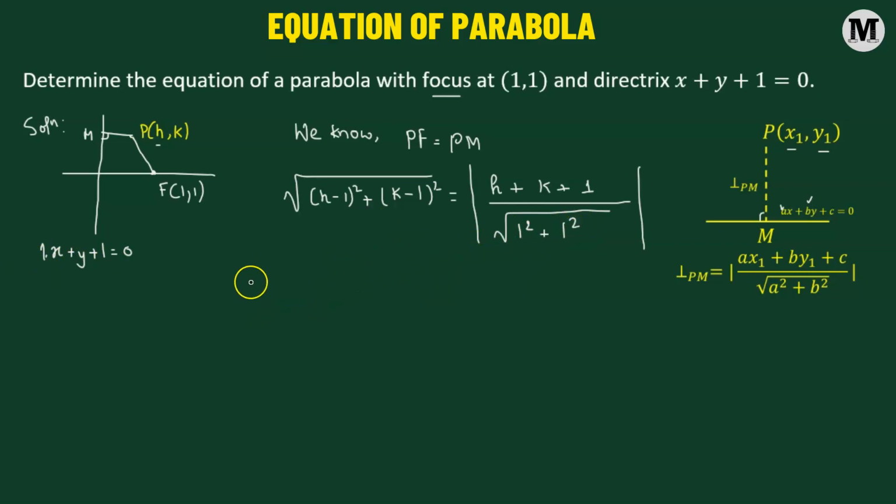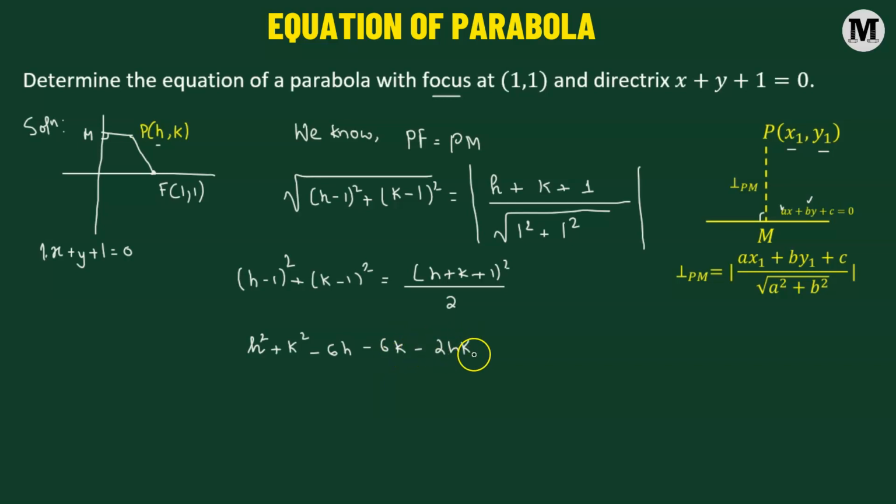Now, to simplify this, what we'll do, we'll square both sides, and that's going to give us (h - 1) whole squared + (k - 1) whole squared equals (h + k + 1) whole squared divided by, so we have the square root of 2, squaring it gives us simply 2. Now, we're going to simplify this, and that's going to give us h squared + k squared - 6h - 6k - 2hk + 3 = 0.